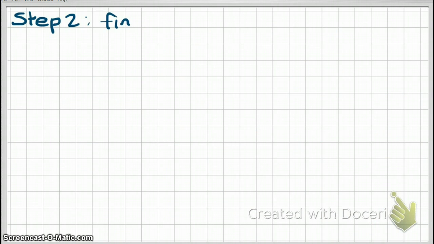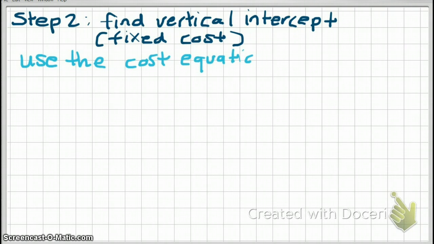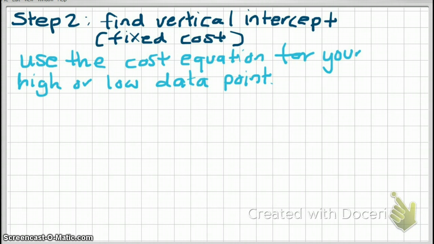Our next step is to find our fixed cost, or your vertical intercept. How would you do that? We have to use the cost equation for your highest or your lowest data point. This will not work if you use any other data point. You have to pick one of the two data points that we used to calculate step 1. You know that your cost equation is y equals vx plus f.